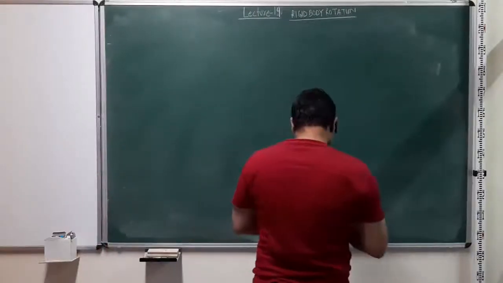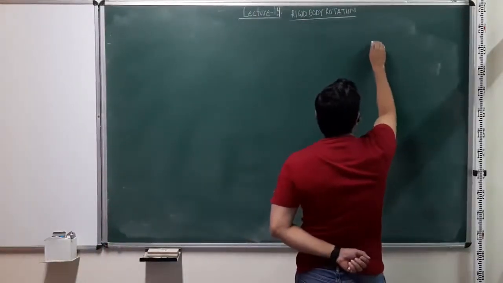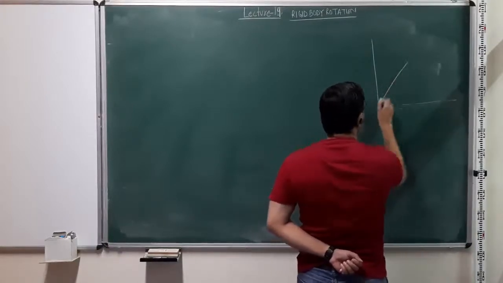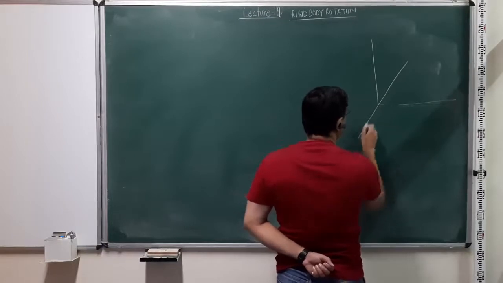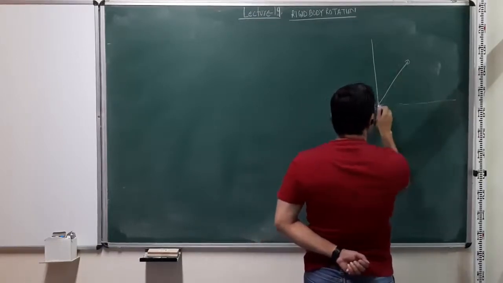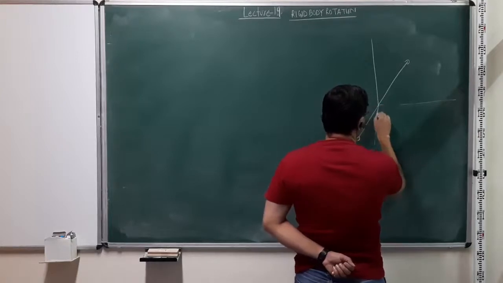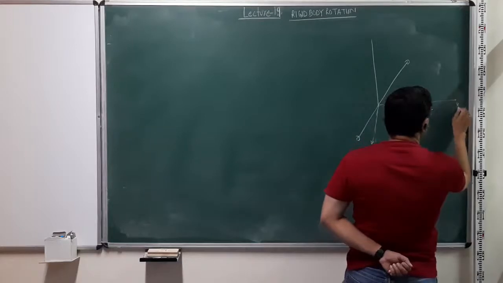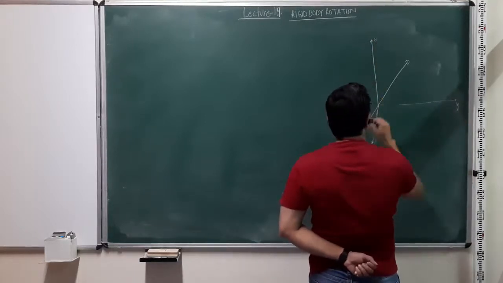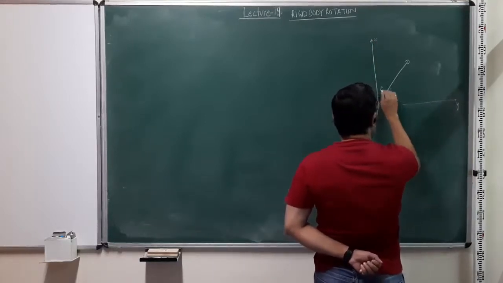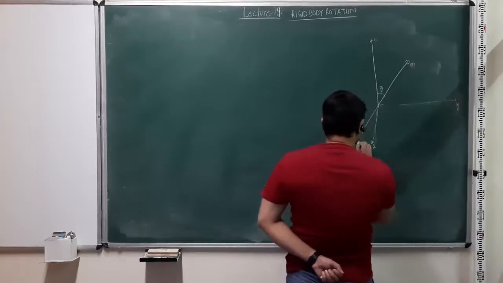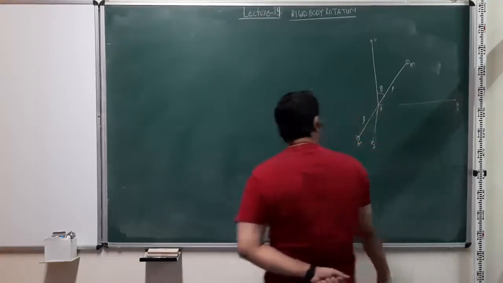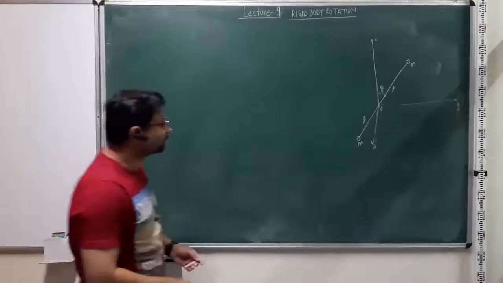So let me first draw the problem. Let's say X, Y, and Z, and with theta. Your mass M, N, and the distance from the origin is L. Okay, so the problem is something like this.